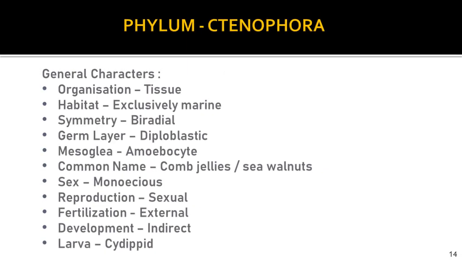So the next phylum is Phylum Ctenophora. Let us go on to some general characters of Phylum Ctenophora. The first one, as we said already, is organization of the body. So here also the body is formed as tissue, right? So tissue grade of organization. Second one, habitat, where it used to live. Here exclusively marine, aquatic only, but exclusively marine in the sense, what do you mean? Only in marine water it used to survive. That is exclusively marine.